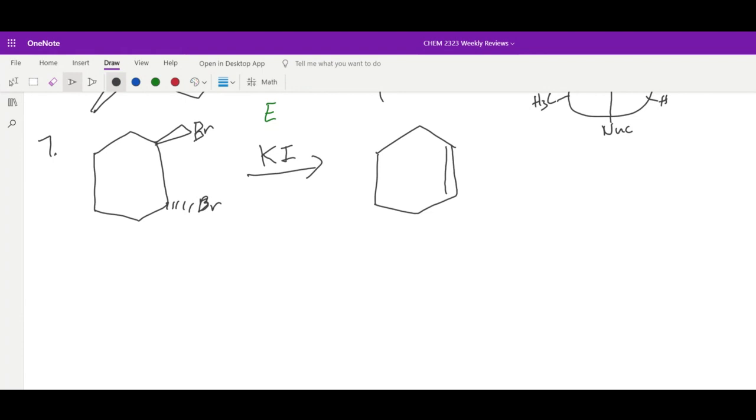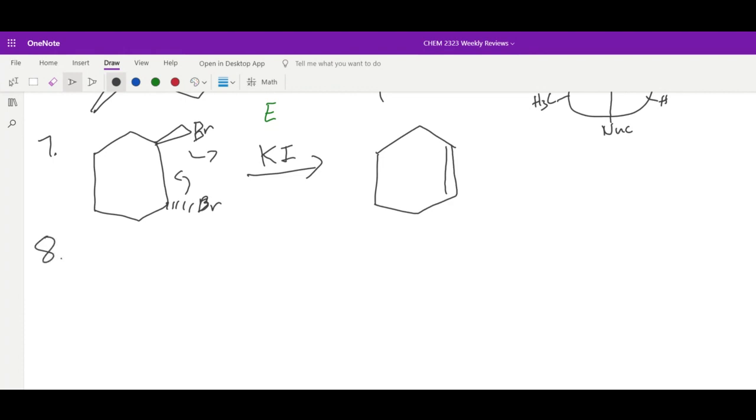I kind of forgot how the mechanism works. I believe one of them leaves, and then this comes in and forms the double bond. I think that's kind of how it works, but I'm not too sure. Just know that this is a weird one and you kind of have to remember it.